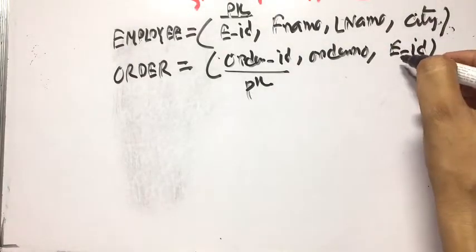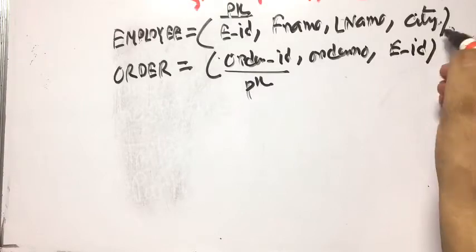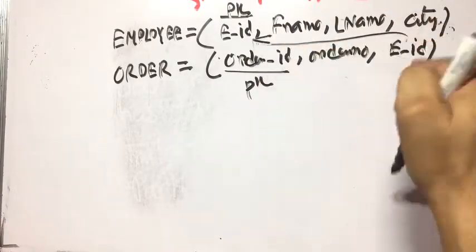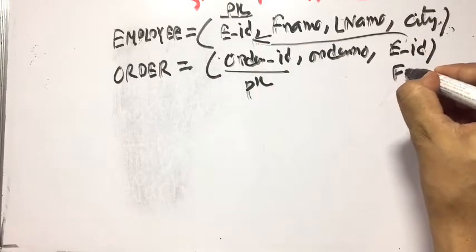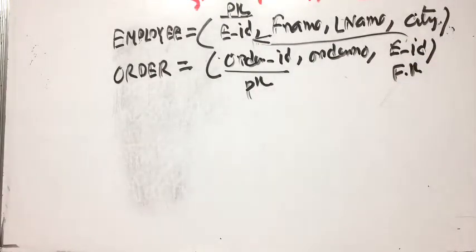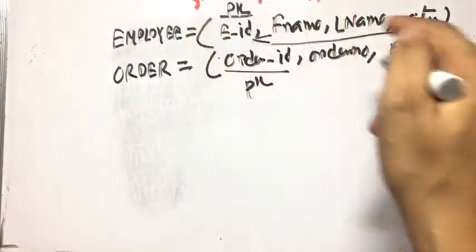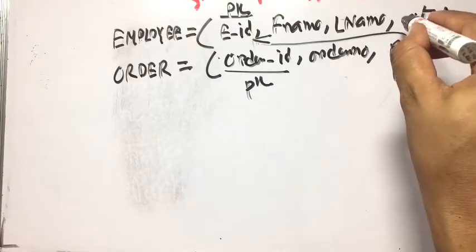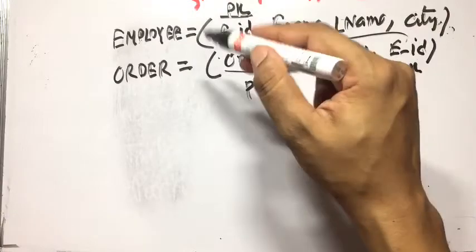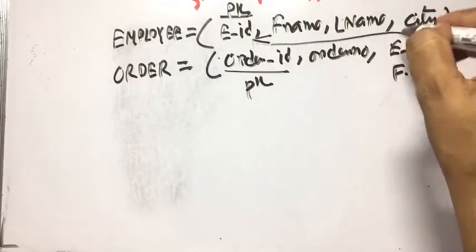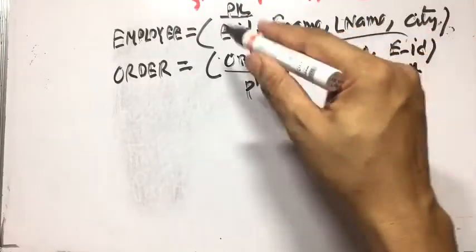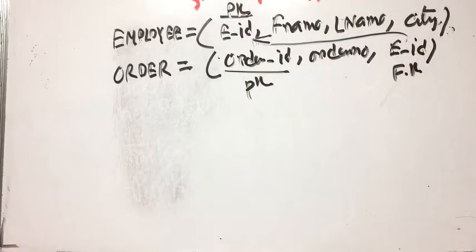Now this employee ID of the order table is a foreign key, as it refers to the primary key of the employee table. So that's why this EID is known as a foreign key, that is FK. When an attribute of one table refers to the primary key of another table, that is known as a foreign key.